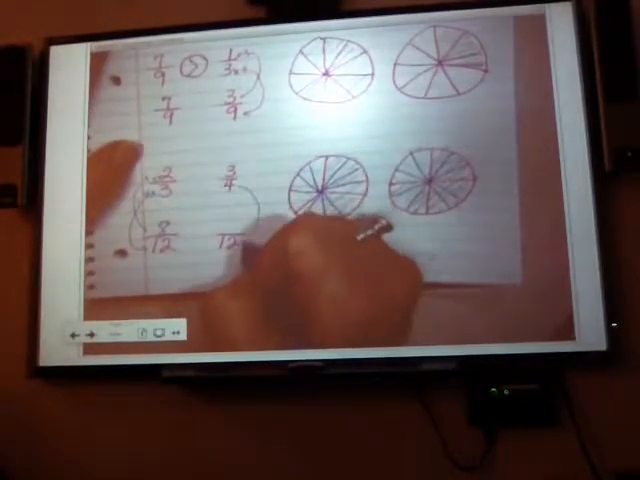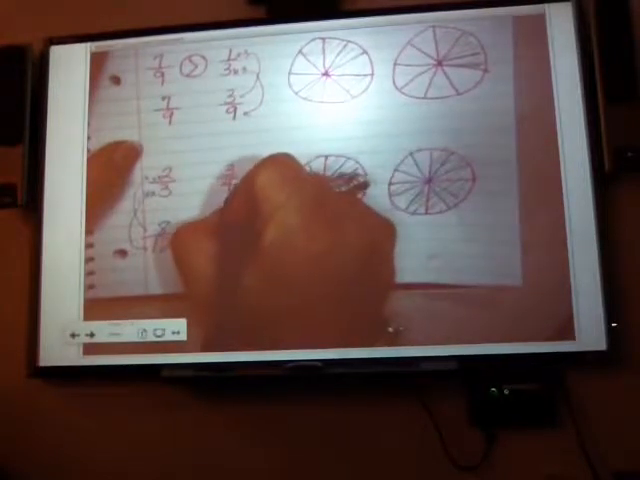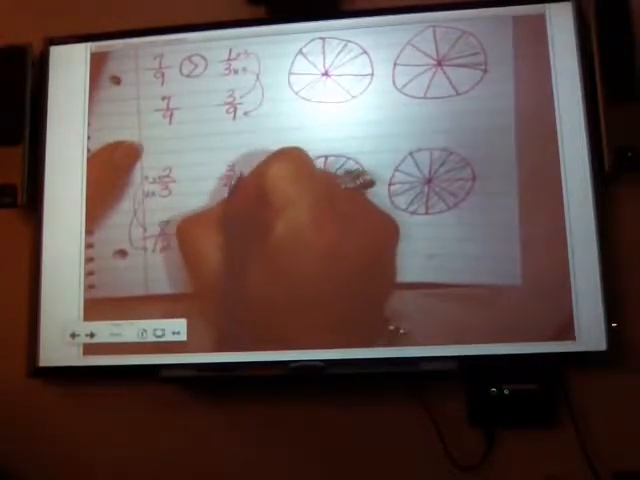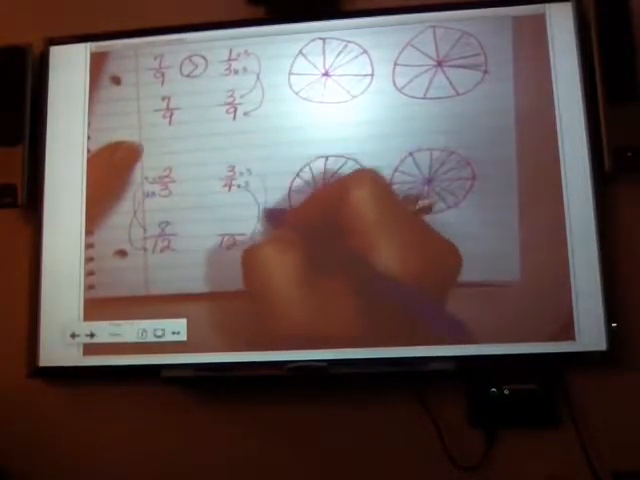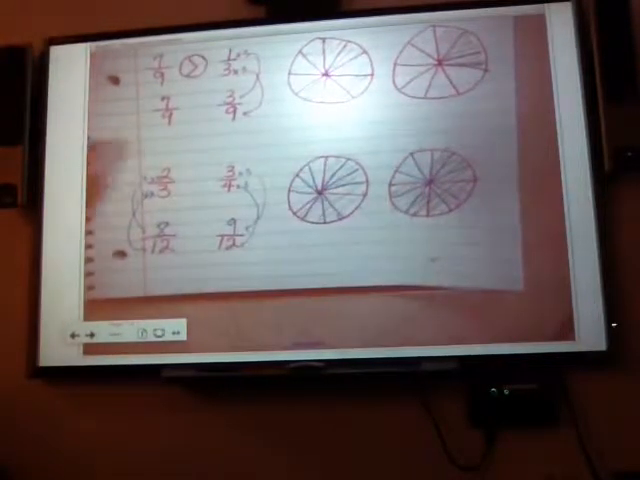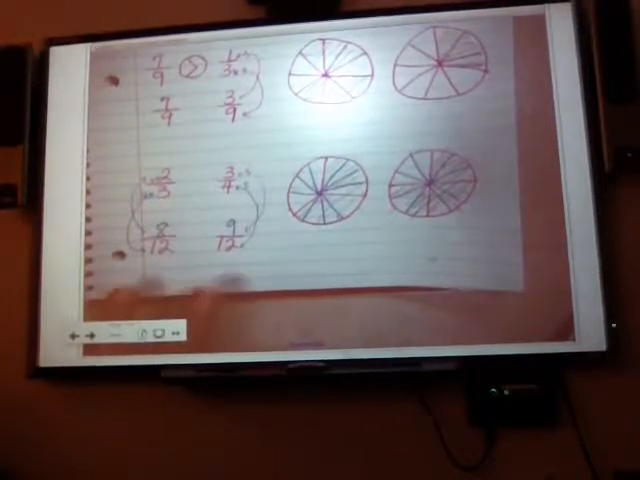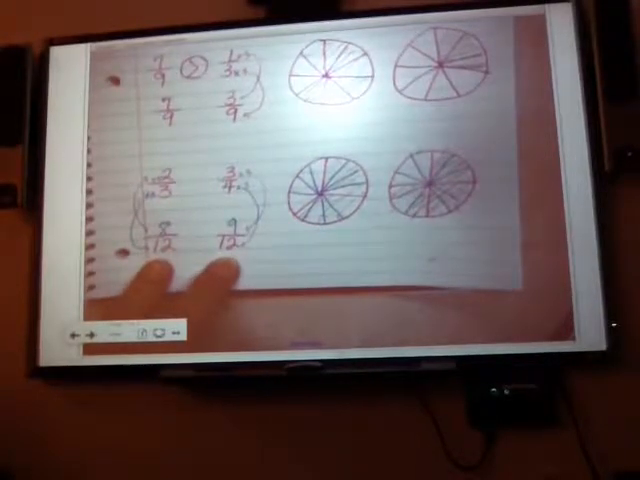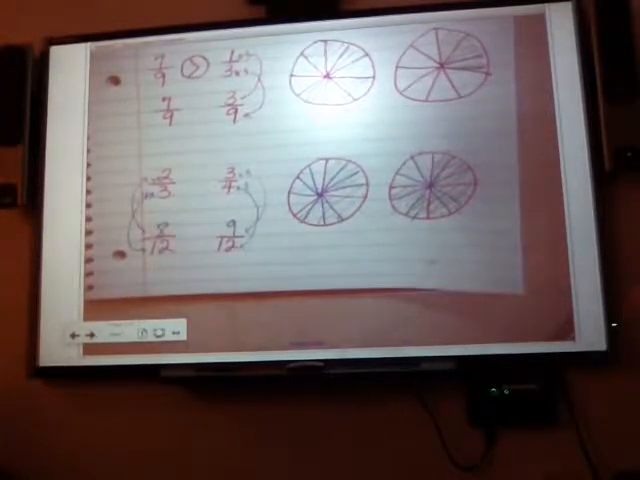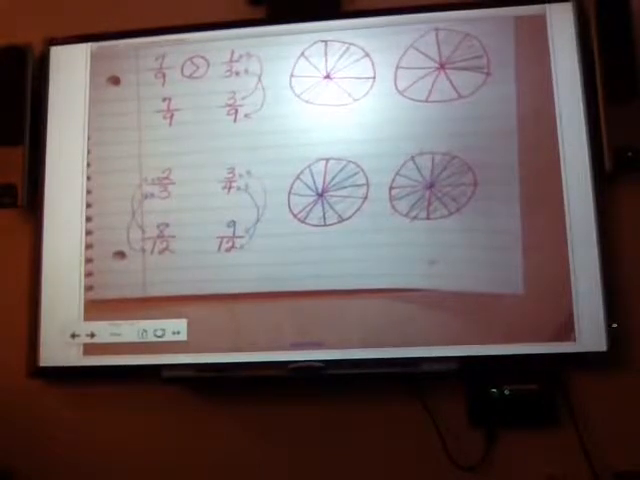What did I do from 4 to get to 12? Times 3. Whatever you do to the bottom, you do to the top. Believe it or not, originally 2/3 looked a lot smaller than 3/4. But when I'm talking apples to apples and they both are into 12ths, there's only one slice difference. Okay? One slice difference.